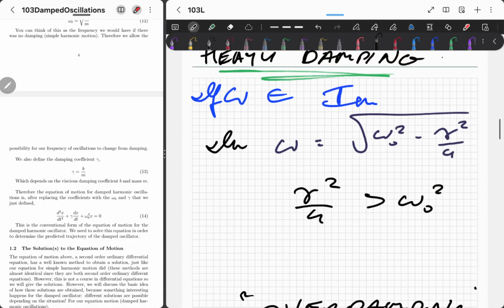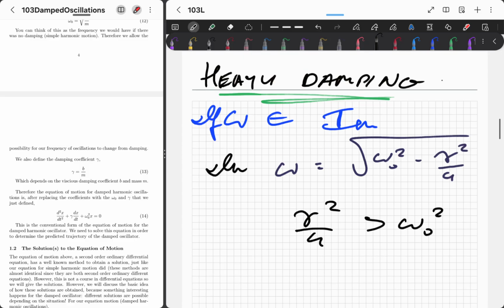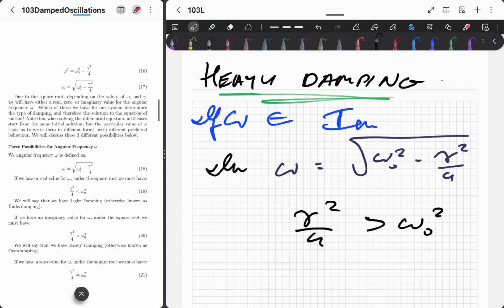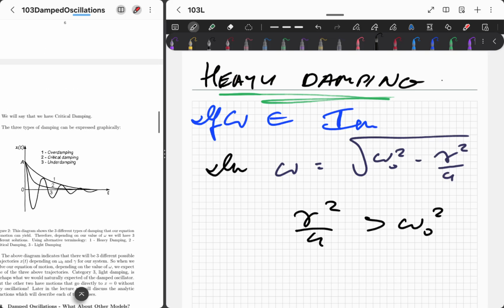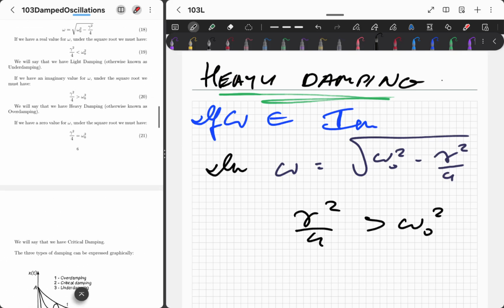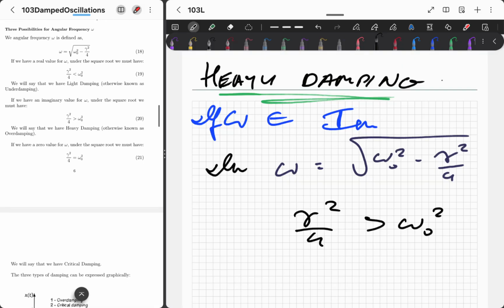What about heavy damping? So heavy damping, this is when this stuff is bigger than this stuff, so we get a negative under our square root. We have an imaginary value for omega. Okay? This is known as heavy damping or over damping.